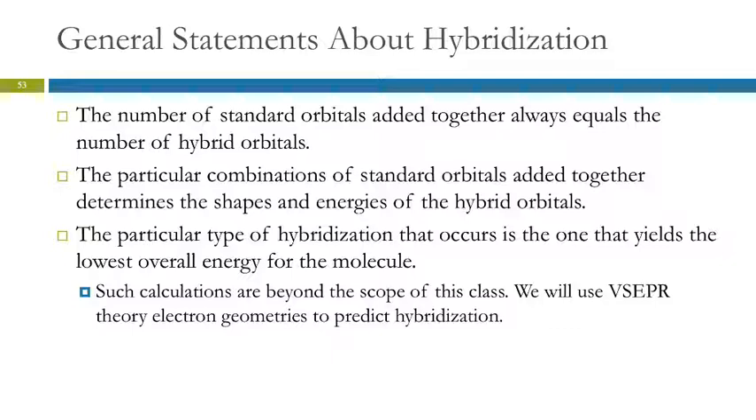The particular combination of the regular s, p, d, and f orbitals that you're hybridizing is going to determine the shape and the energy of the hybrids you end up with. And the particular type of hybridization that actually occurs is the one that gives us the lowest energy. Well, since we're not going to do any calculations, because that's way past what we want to be doing, we're going to use VSEPR theory to predict what the geometries are, what the hybridization is. Okay, so that's why we're talking about this after VSEPR theory.